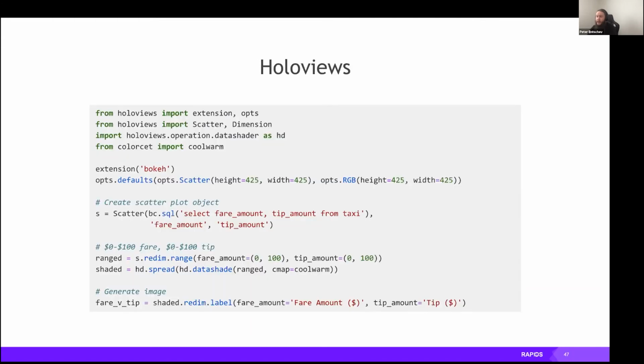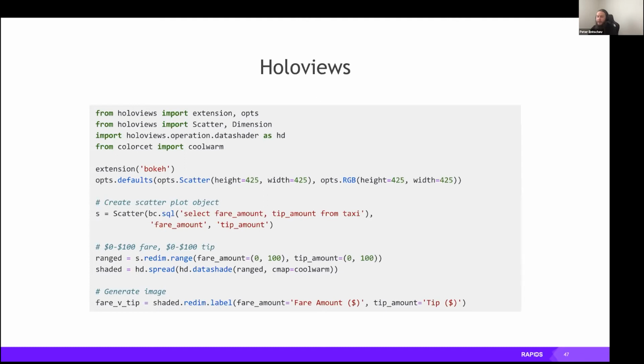Then we have an example with HoloViews. Again, we import all the necessary parts, and then we define an extension with Bokeh, and we instantiate some default options. For example, that we want a scatter object of sizes 425 by 425 pixels. And then again, we need to provide a BlazingSQL query.